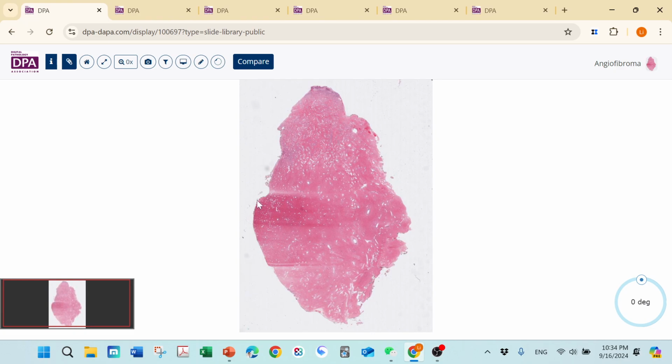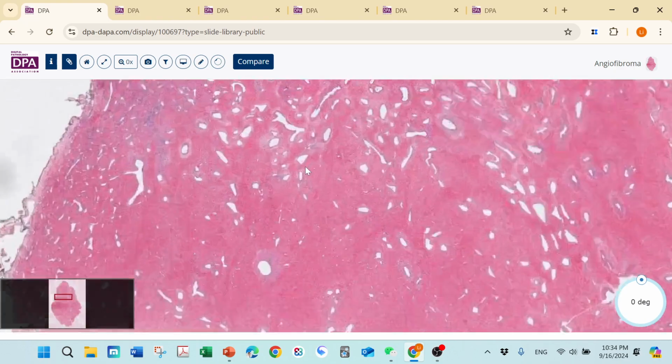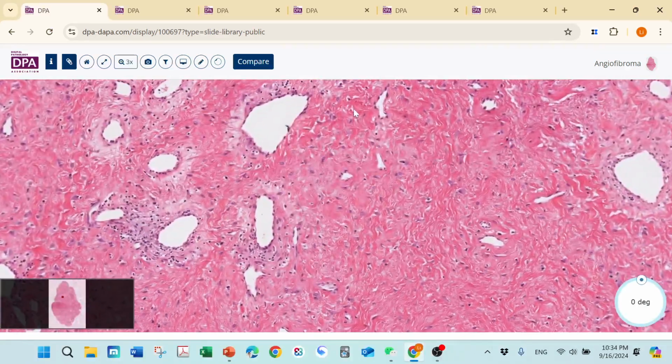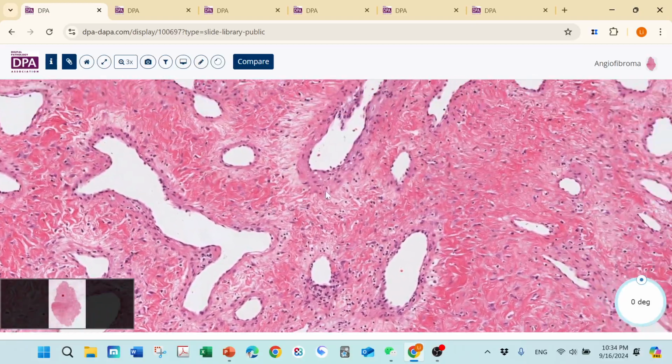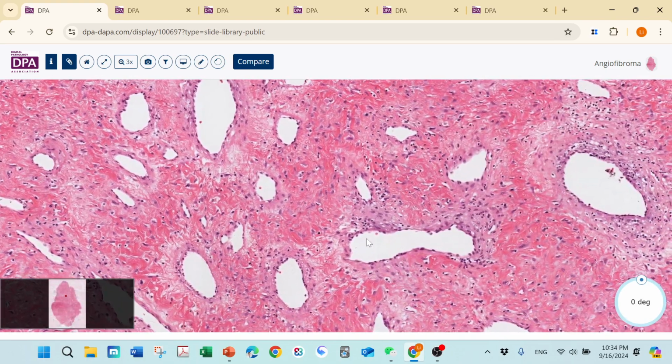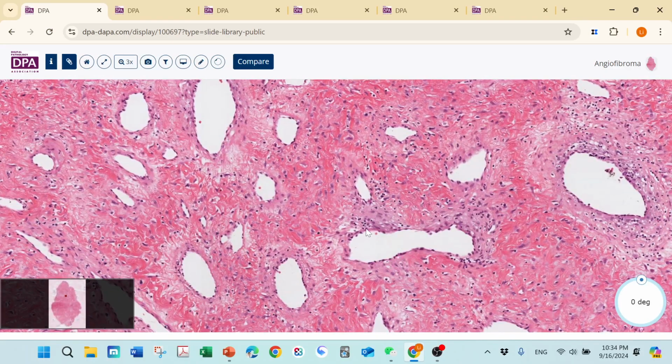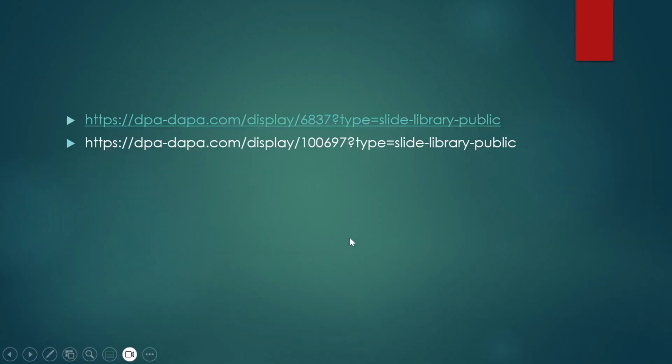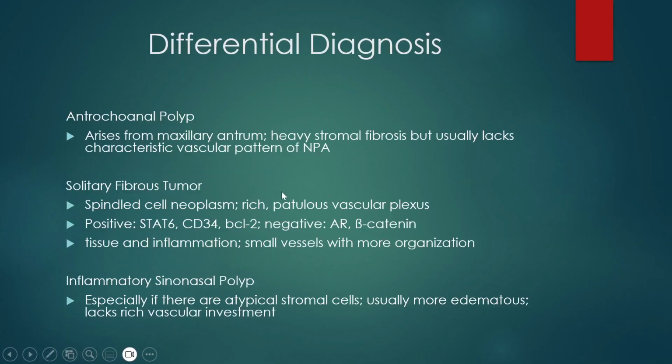One more example. Even in low power, tons of blood vessels. And between these vessels, we have this sclerotic stroma and spindle cells. All the area looks the same. This thin-walled staghorn vessel is characteristic for nasopharyngeal angiofibroma. We will talk about the differential as this lecture goes on.